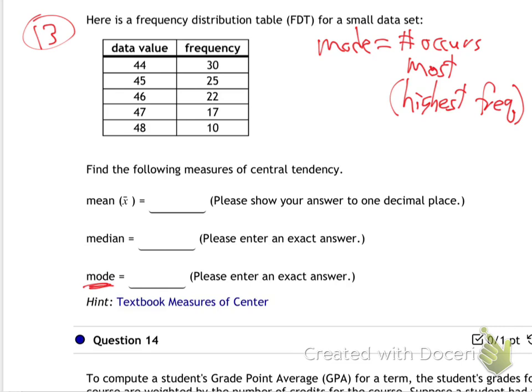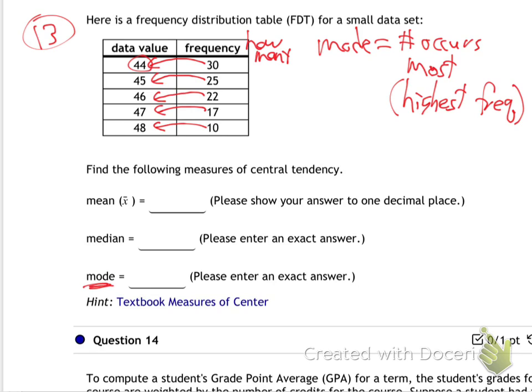So this is a frequency table. So what's new on number 13 here? This is a frequency table. What does this mean? This means there's 30 44s, and there's 25 45s, and there's 22 46s, and there's 17 47s, and there's 10 48s. Remember, frequency means how many. How frequently does the number 44 occur? Is this making sense, kind of?